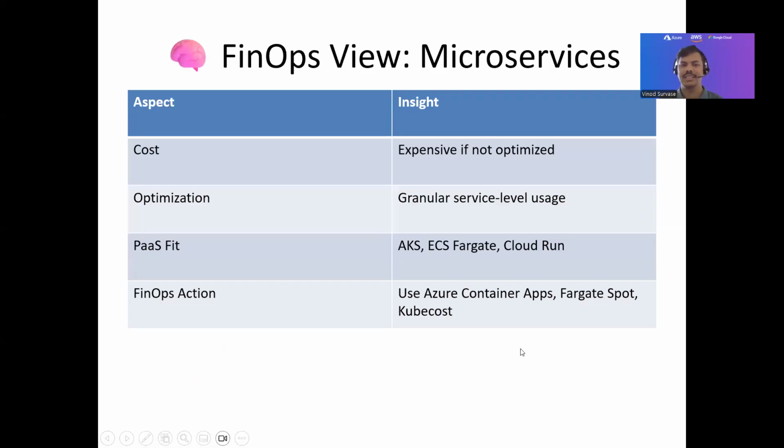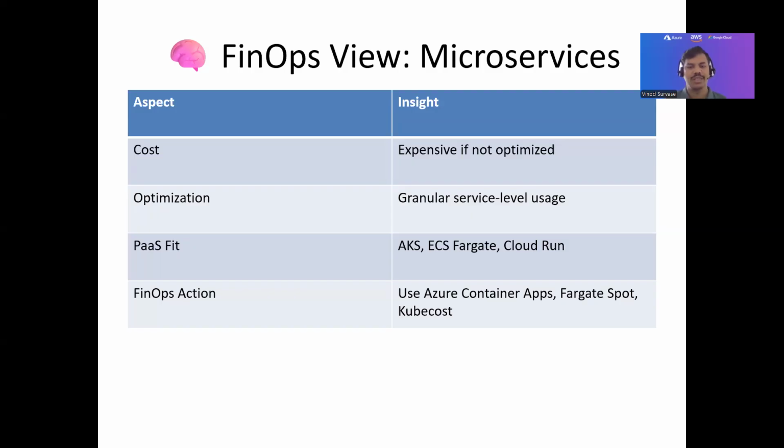So now let's see the FinOps view of microservices. Here you can see the aspects and insights again with the cost, which is expensive if not optimized correctly. That is going to be costly, and the optimization way is where we can get granular service-level usage on the PaaS side, which is used with AKS on Azure, ECS Fargate on AWS, and Cloud Run on Google Cloud Platform. So these are the services where we can use it.